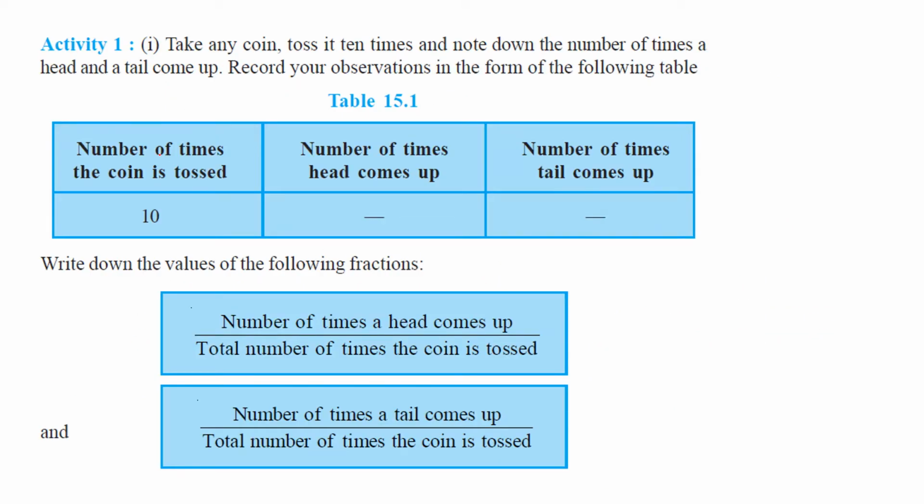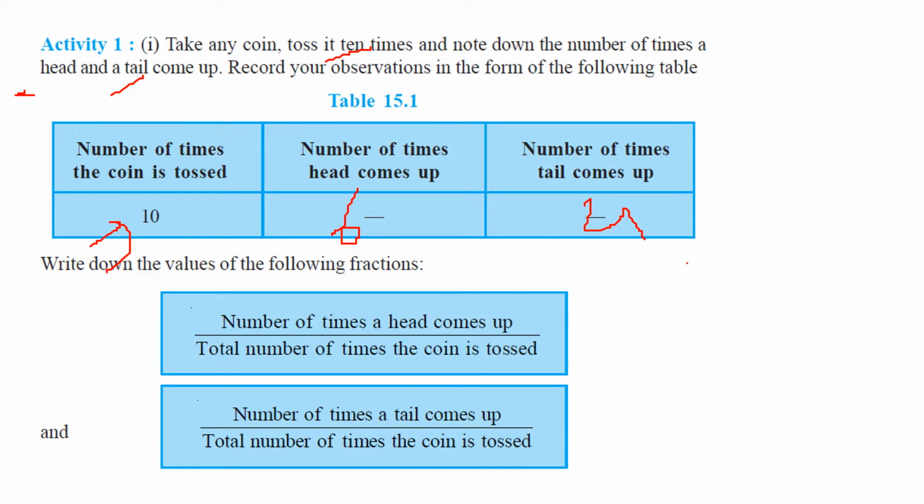First, let us take any coin, toss it 10 times, and note how many times head or tail comes up, and record your observation here. The number of times the coin has been tossed is 10. Say 6 times head has come, 4 times the tail has come. You just write down the values.